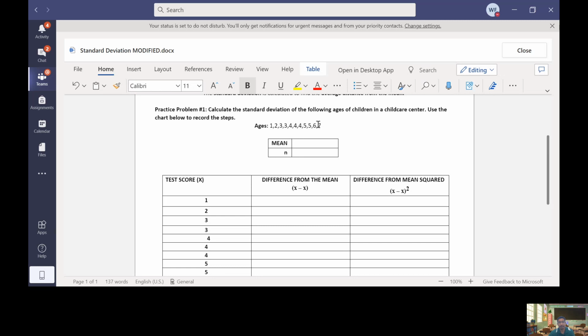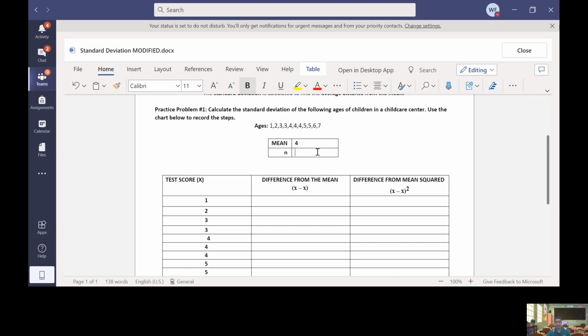and dividing it by the number of children that we have. Okay, so when we add all these numbers together, we get 44. And if you count all these ages right here, we have 11 children. So we take 44 divided by 11. Our mean is 4. All right, so that is what we have.